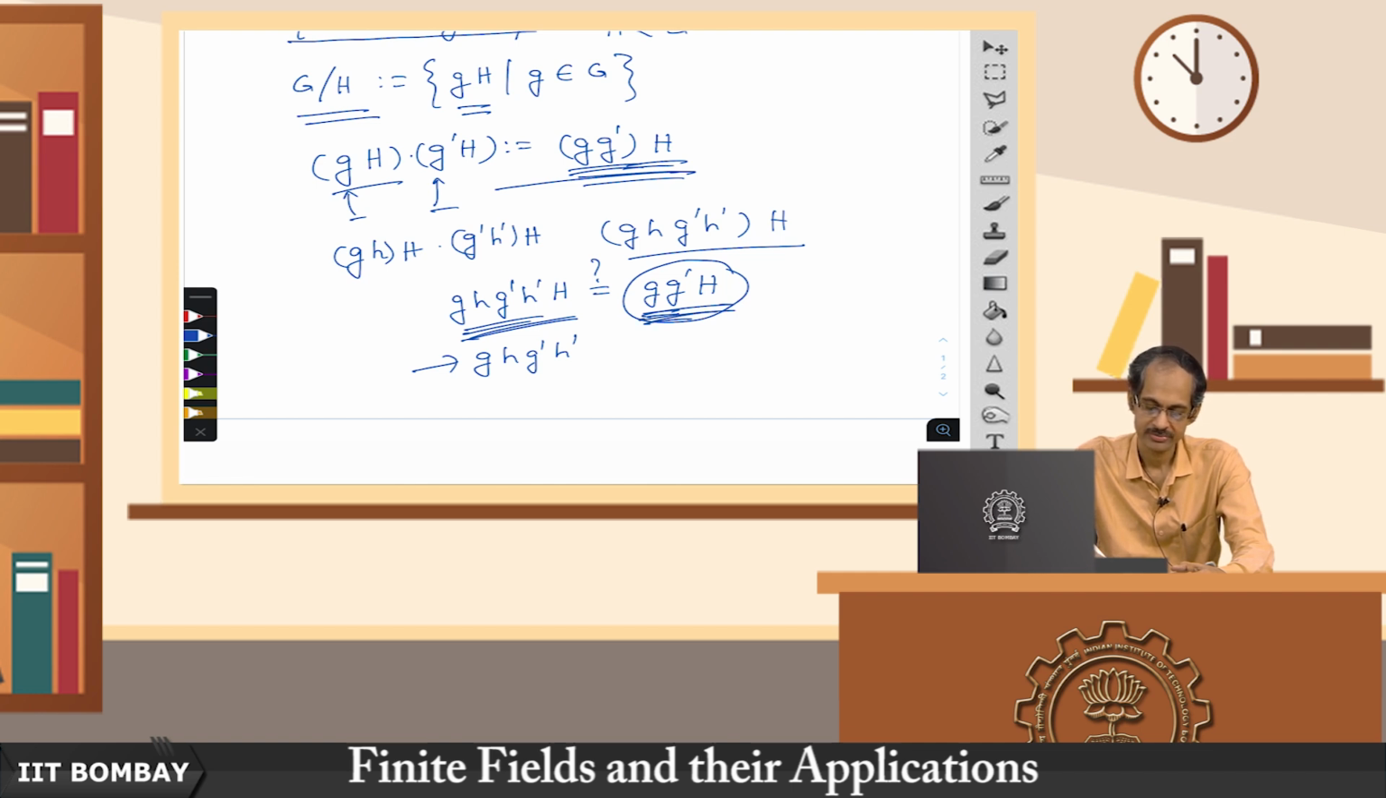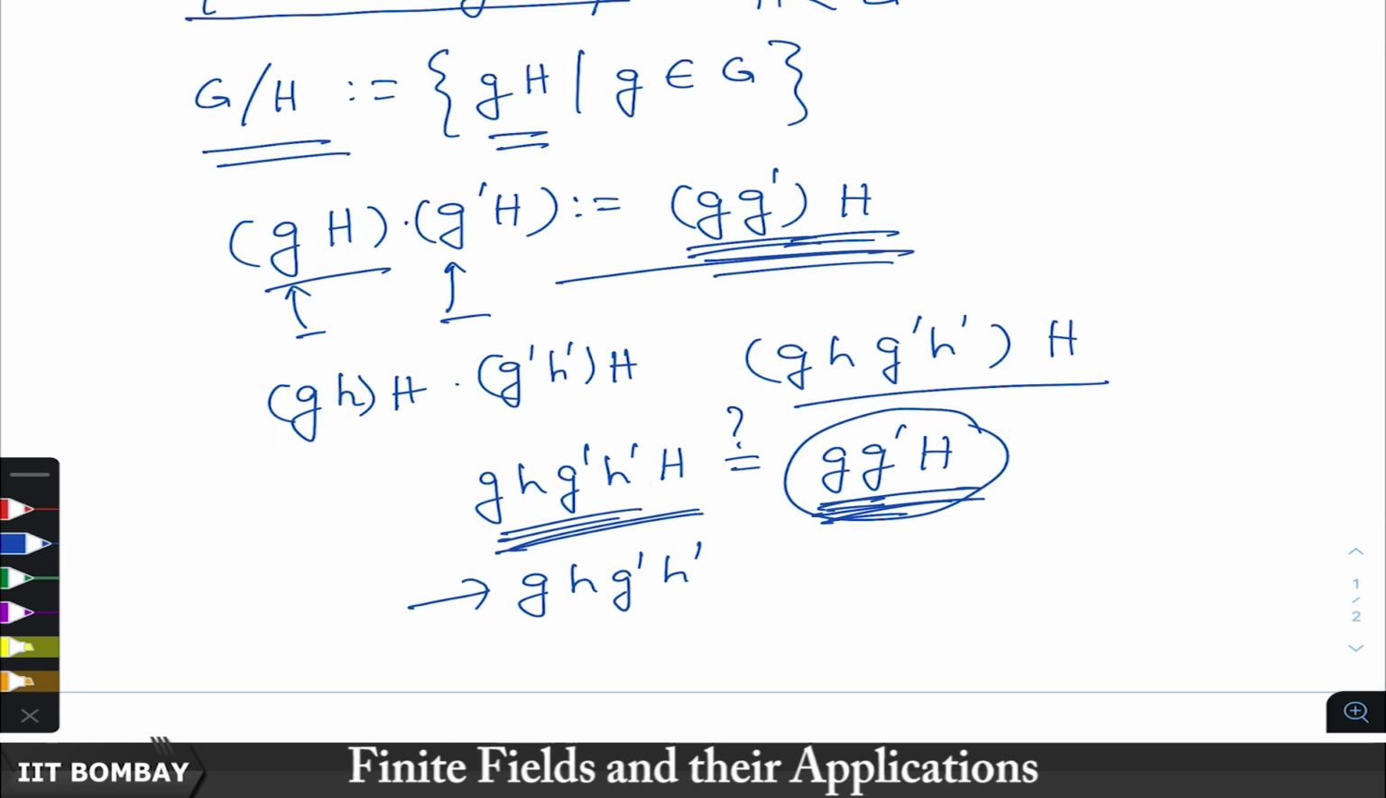First of all, let us see this coset itself. What do we know? We know that h' belongs to H. So, if you take the coset of h', it is the same as H itself, because h' is there in H. So, it is the same as ghg' times H.